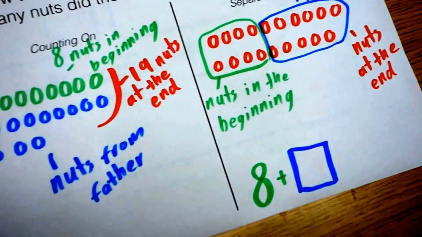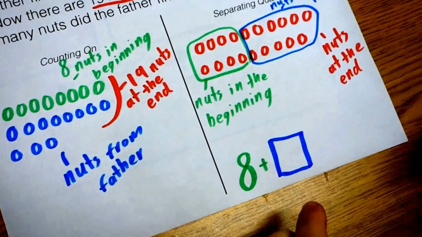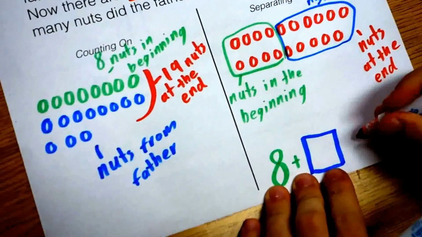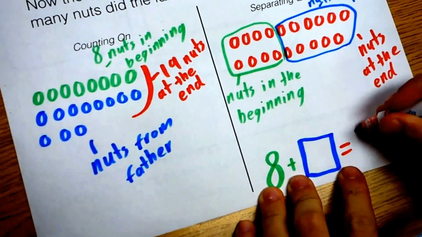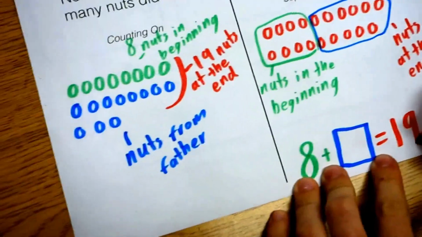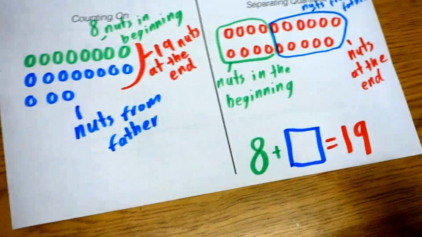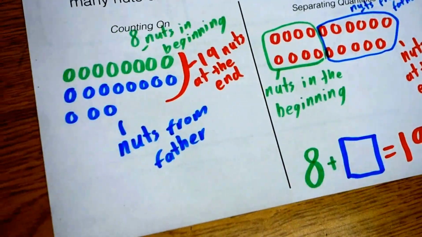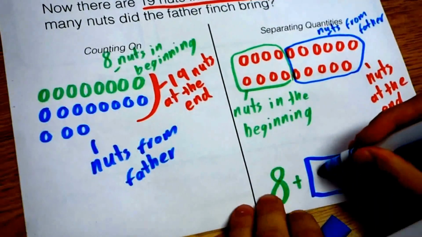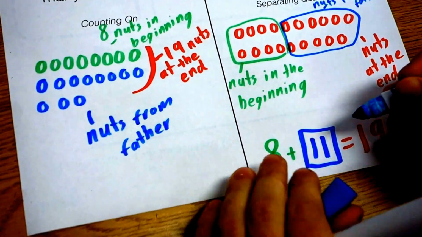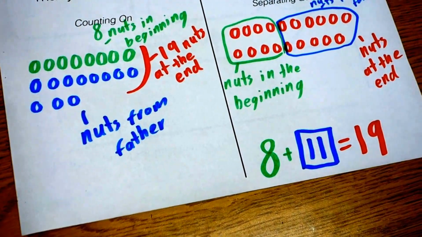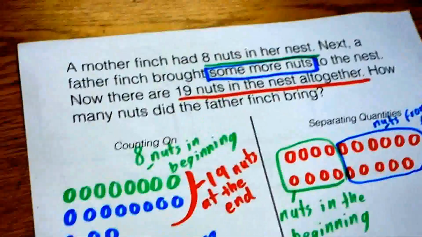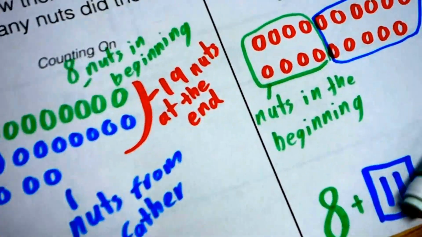Right, well, let's finish our problem first. 8 plus something equals 19. And we figured out through our two different diagrams that this quantity that we were missing was 11. And there we have two different strategies of solving these types of problems. Have fun.